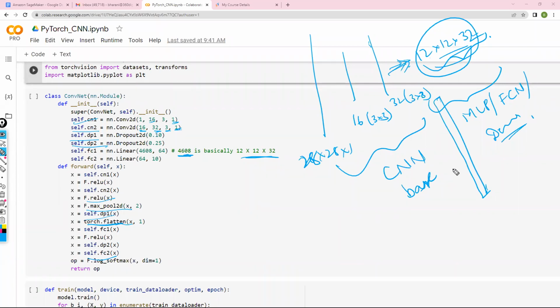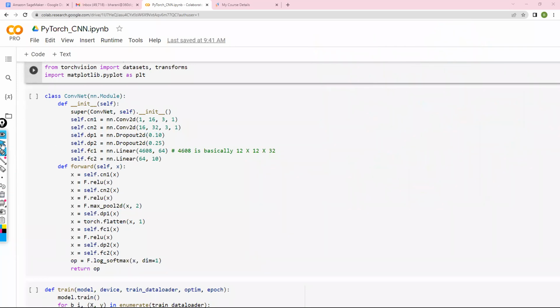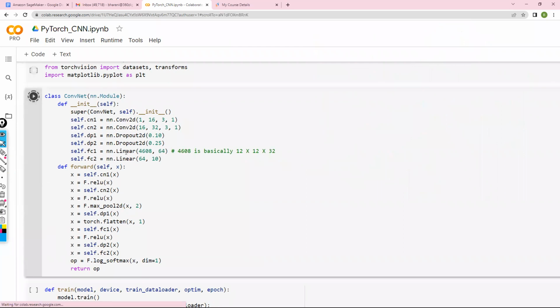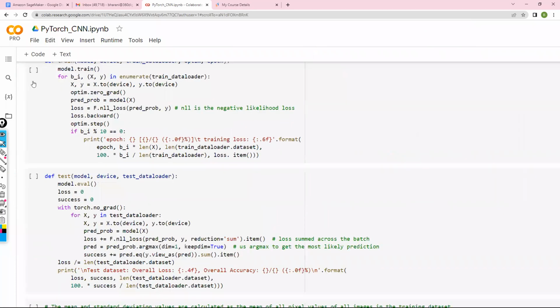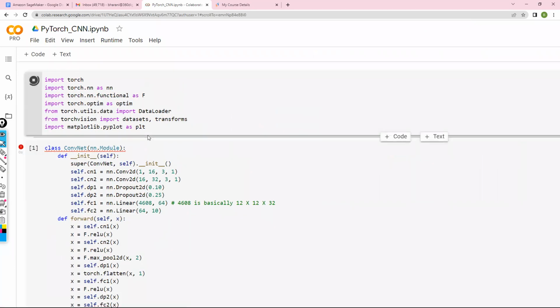That is what we are doing. And then let me run this part. And then you are applying softmax to the final layer, returning the output. Why? Oh, I'm sorry, I didn't run this.